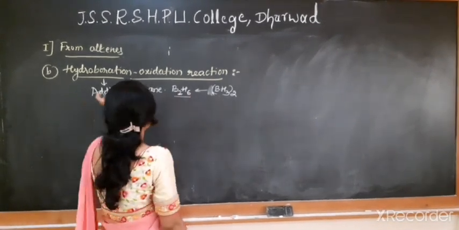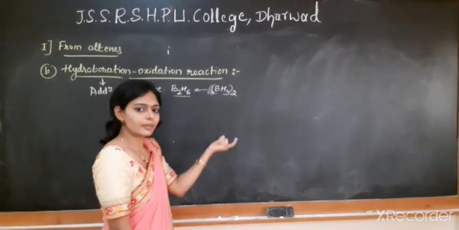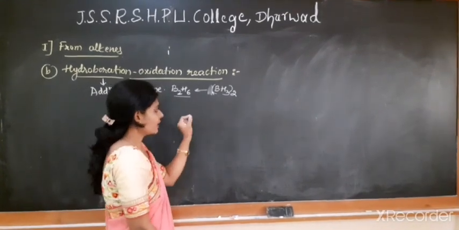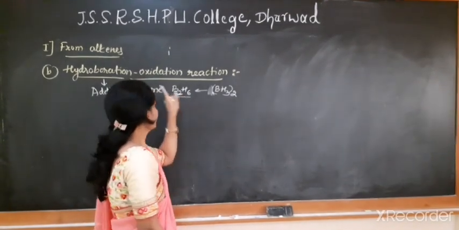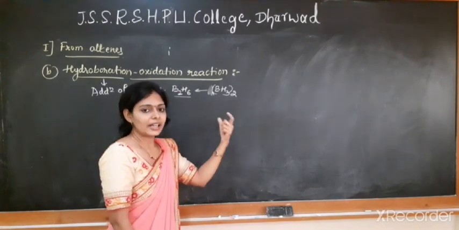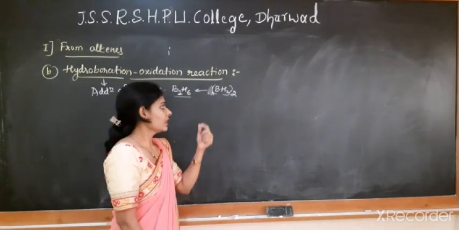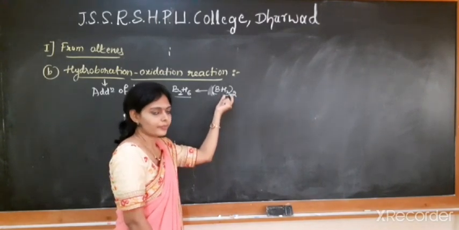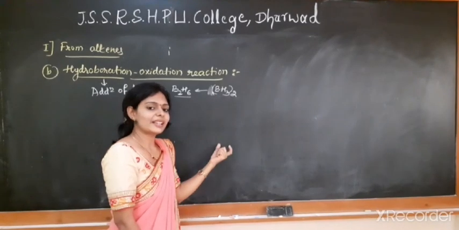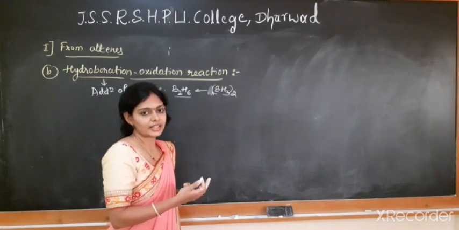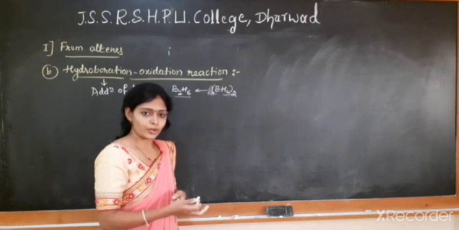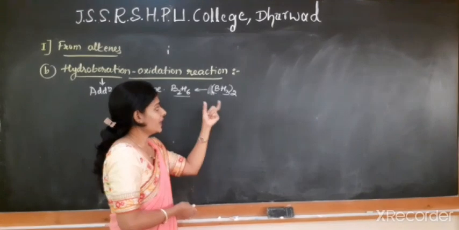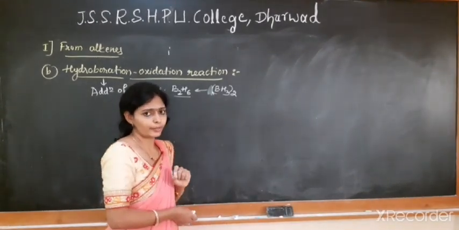And this diborane is added across the double bond of an alkene, which is called hydroboration reaction. In the first step, there is addition of diborane, and you are getting the alkyl borane as a product. There are three hydrogens in the borane, so three hydrogens are replaced by alkyl group. So in the first step we are getting trialkyl borane as a product. Then later on oxidation in presence of hydrogen peroxide, we are getting alcohol as the final product.